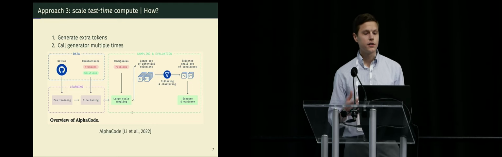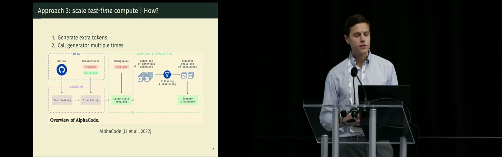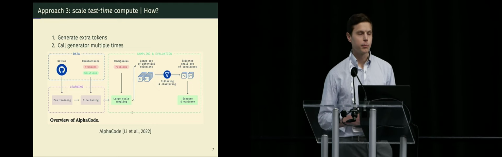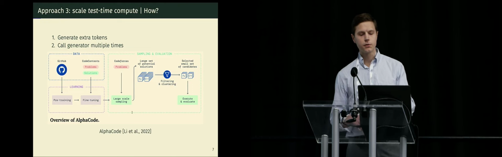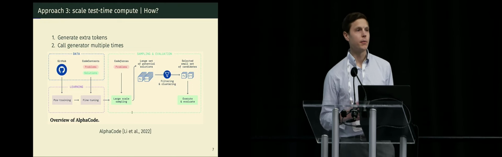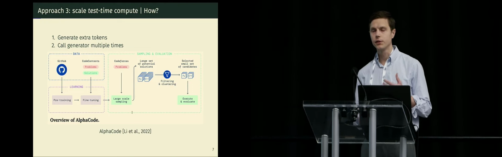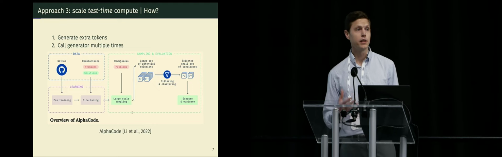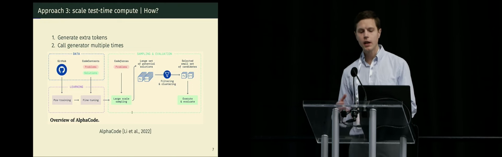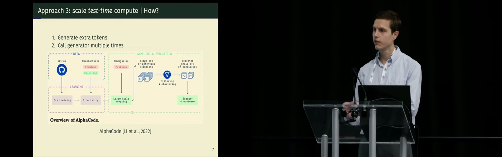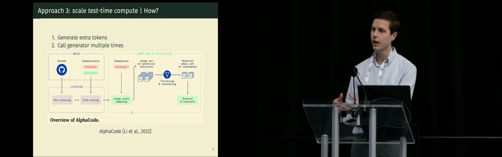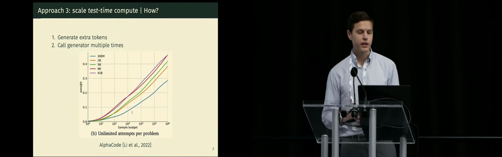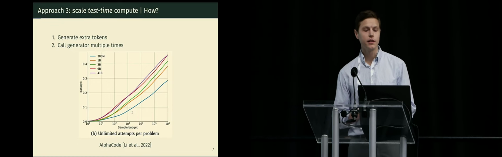Second, you can just call these generators multiple times. Here's a famous example called AlphaCode. Here they were trying to generate programs. You can see on the right-hand side that at test time, they don't just have the model generate one output program. Instead, they have it generate thousands or even millions of output programs. And then they filter them and cluster them and eventually just consider a small set to be the output of the system. And this as well can have a huge impact on the success rate.